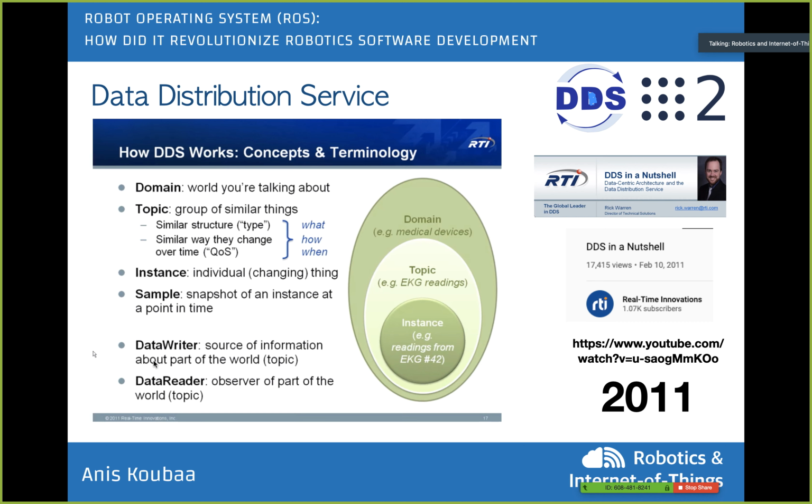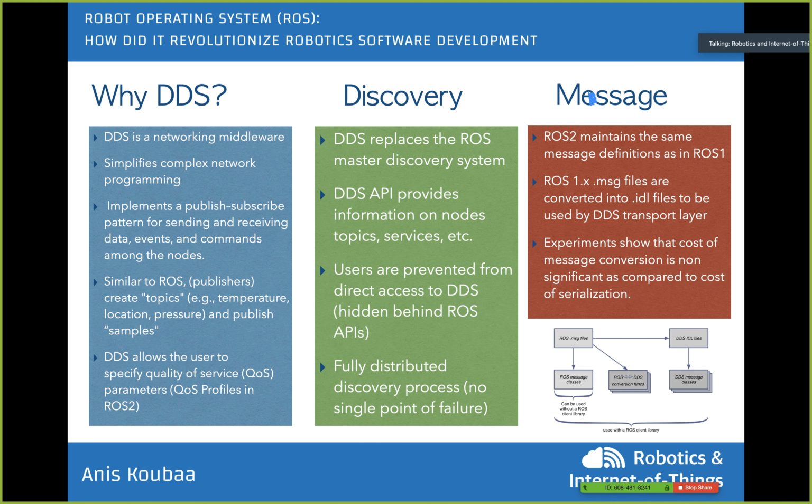And you have data writer and data reader. Basically here it's pretty much intuitive. Data writers are for publishers, and data readers are for the subscribers. So there is pretty much similarity between the design concepts of the Data Distribution Service and the different concepts for inter-process communication in ROS.